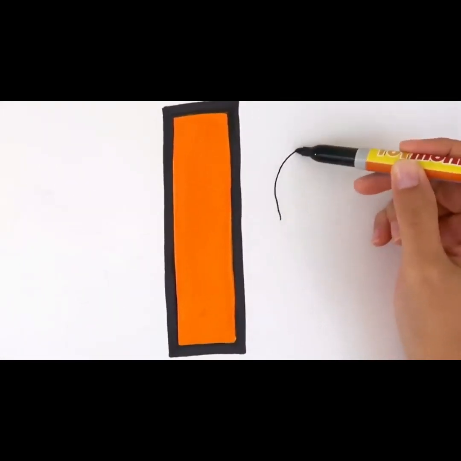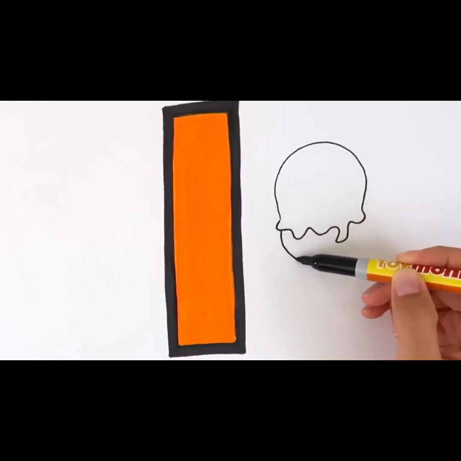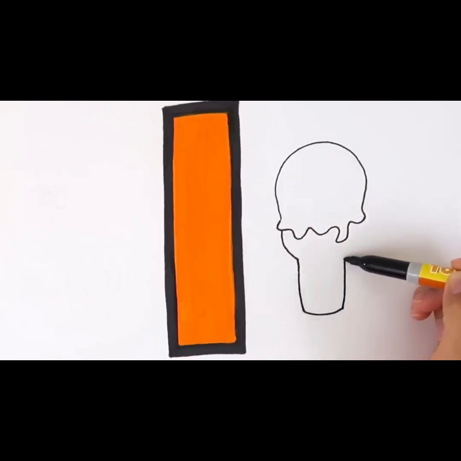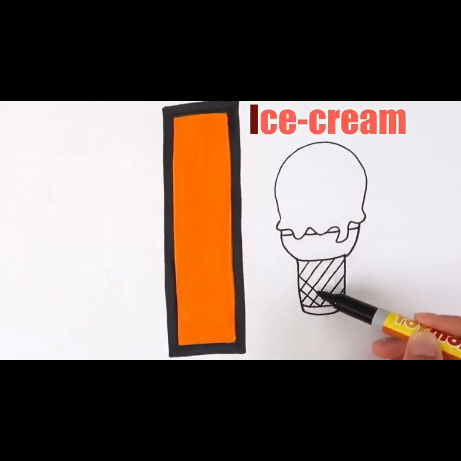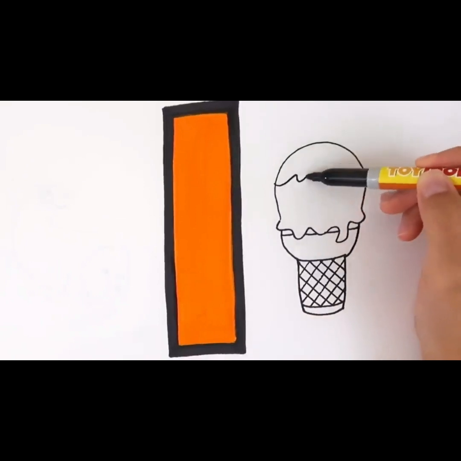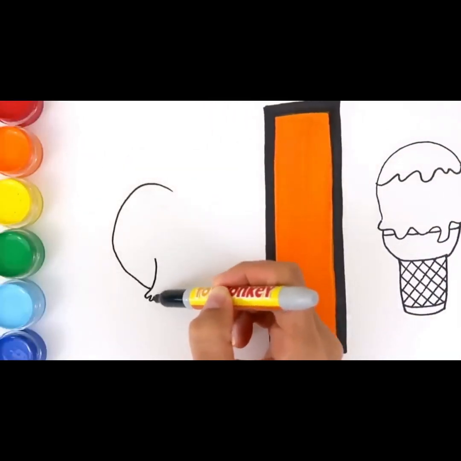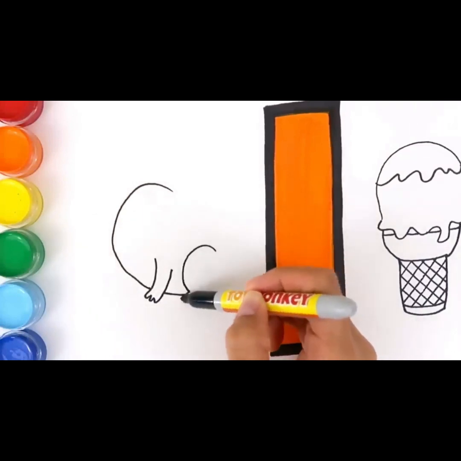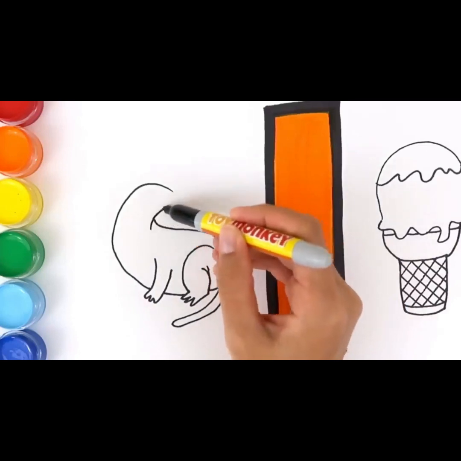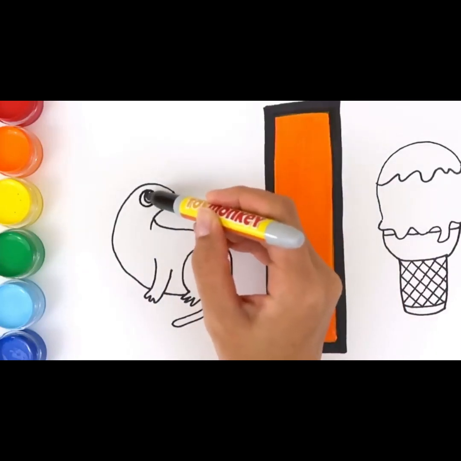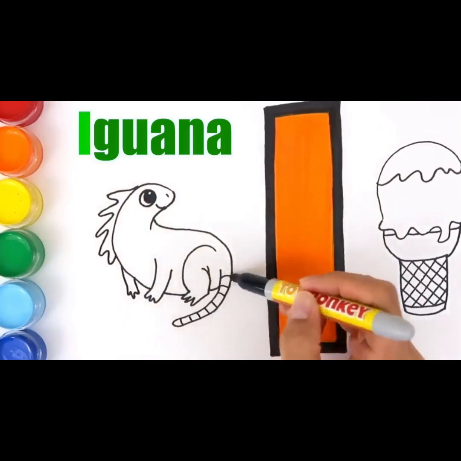What starts with the letter I? Ice cream. Ice cream starts with I. And what's this? It's an iguana. Iguana starts with I.